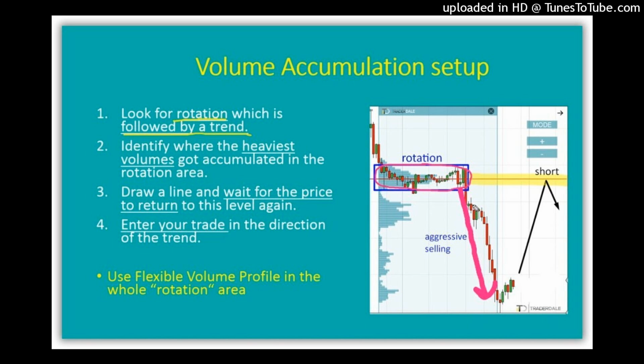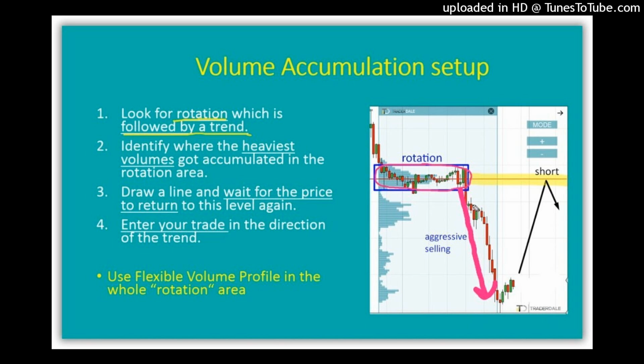Next step, you identify where the heaviest volumes got accumulated within the rotation area. So you use the flexible profile, or you can also use the fixed profiles, but in this case it's probably better to use the flexible profile and you stretch it over the whole rotation area. So you stretch it over this area. This is the rotation area. Alright? It doesn't matter if you stretch it over the trend as well, because you are interested in the volumes in the rotation area, which will show nicely.